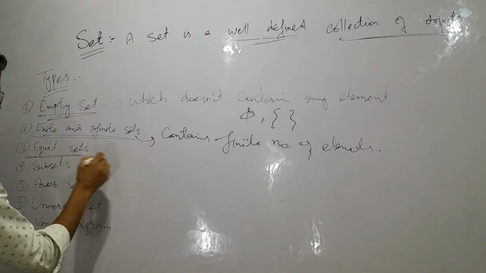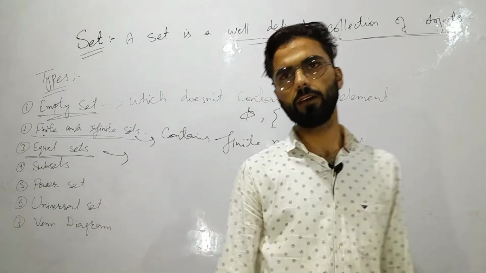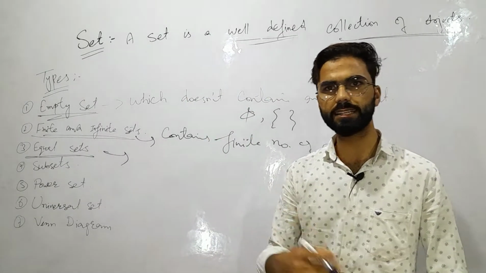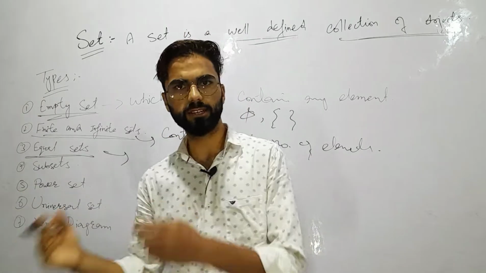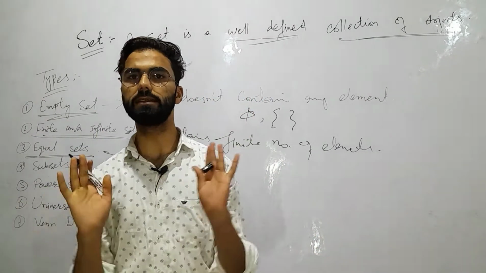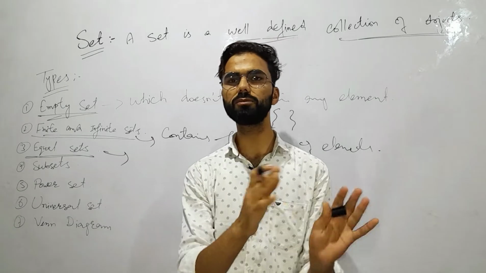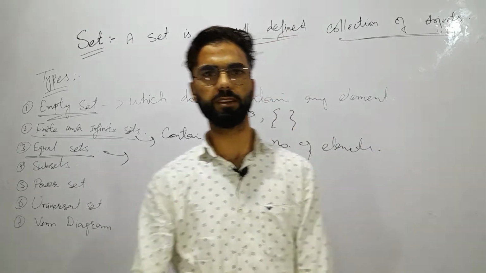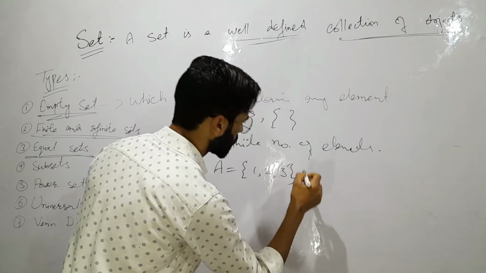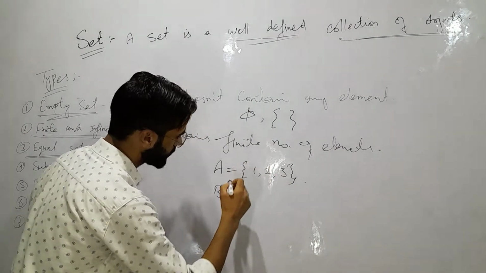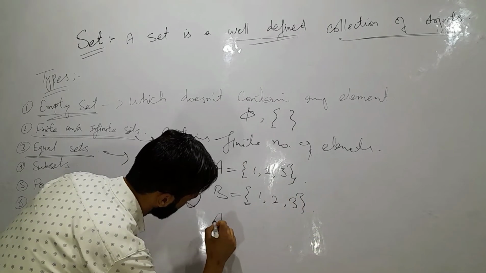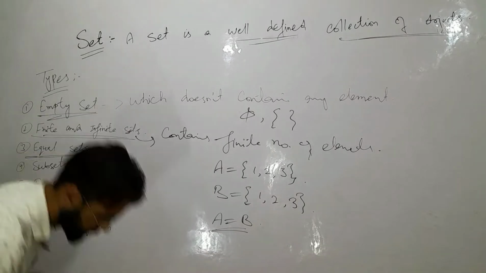Now we have the third one, equal sets. If we have two sets A and B, they are called equal sets if all the elements of A are the elements of B. If A is equal to B, then the elements of A are equal to the elements of B. If A is 1, 2, 3, and A is equal to B, then B should also have the elements 1, 2, and 3. These are known as equal sets.